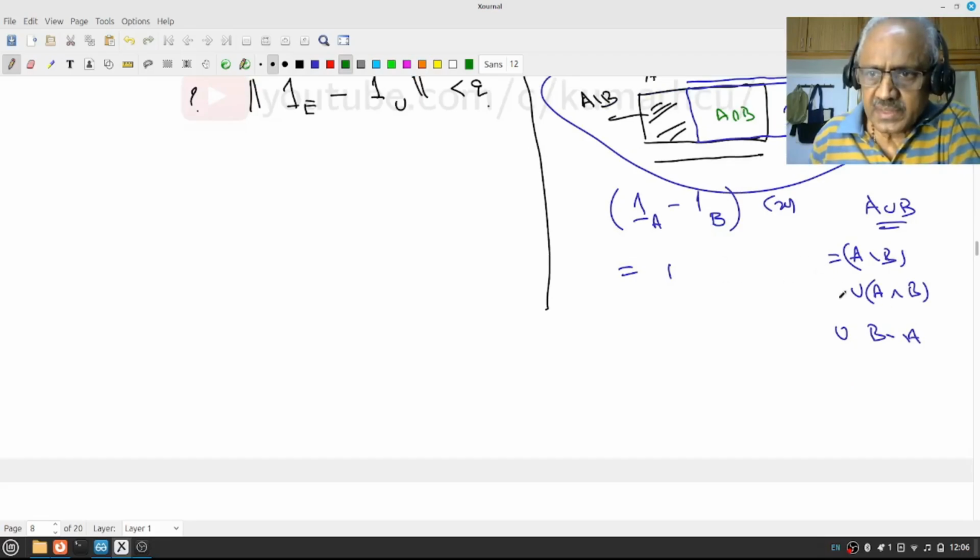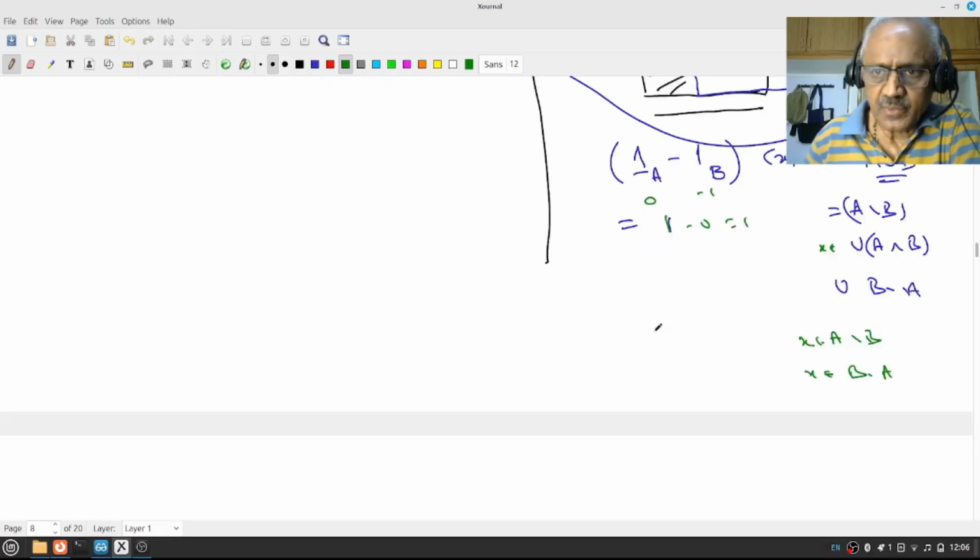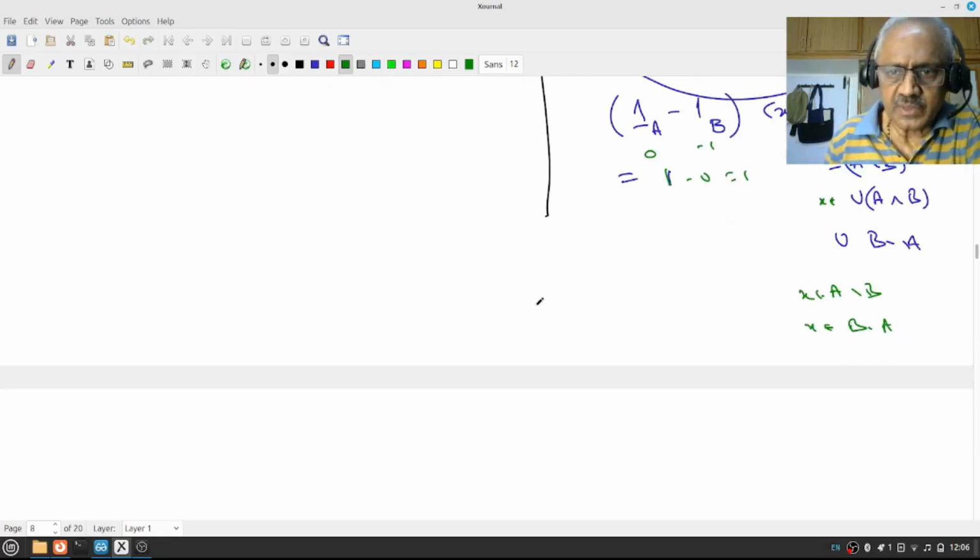Suppose x is here, then I_A, the indicator function at x, will be 1, this will also be 1, this will be 0, right? Now suppose x is in A minus B, then what happens? This is going to be 1, right? It's not in B, therefore it's 0, therefore it's 1. And suppose next x is in B minus A, then what happens? It is not in A, therefore it's 0, this will be 1, right? Therefore, what we have found is the following.